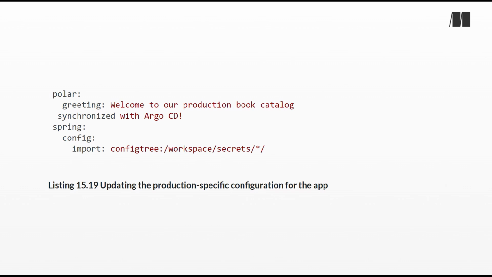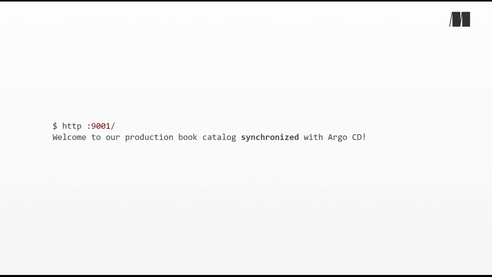Listing 15.19. Updating the production-specific configuration for the app. Then commit and push the changes to your remote Polar Deployment repository on GitHub. By default, Argo CD checks the Git repository for changes every 3 minutes. It will notice the change and apply the customization again, resulting in a new ConfigMap being generated by Kustomize and a rolling restart of the pods to refresh the configuration.